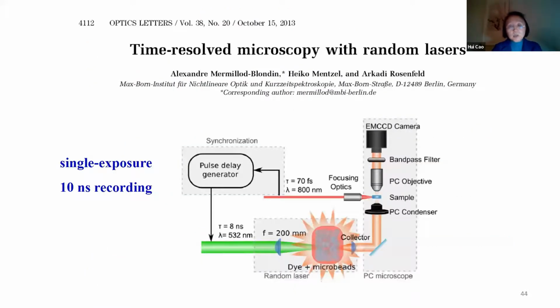And this has actually been used by a German group, using this random laser as an illumination source for time-resolved microscopy, because they can generate a very short pulse at a well-defined time to illuminate the scene, and record some dynamic process with only 10 nanosecond recording time. Even with such a short time, the random laser emission is already bright enough to give you a signal, and it's already decoherent so that we don't have any speckle noise.